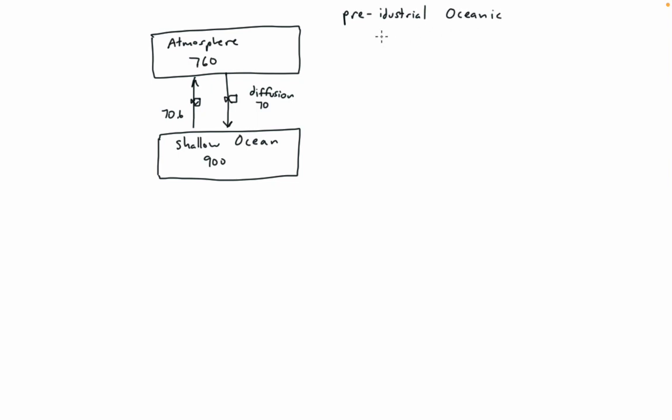Oceanic carbon cycle. Oops, and I spelled cycle wrong. Okay. So pre-industrial times, these numbers were relatively balanced.